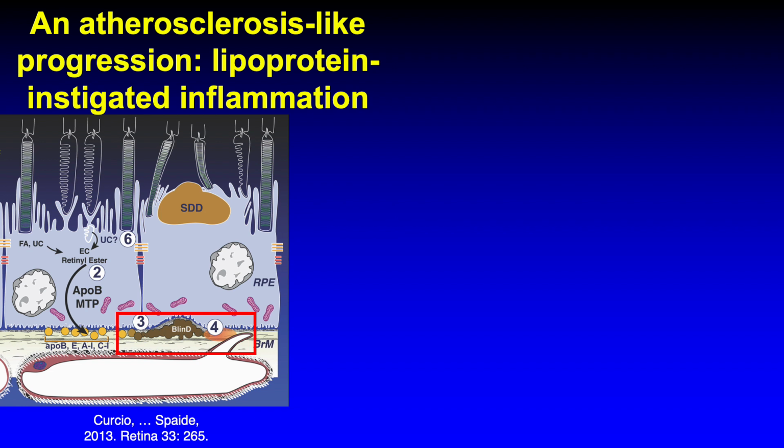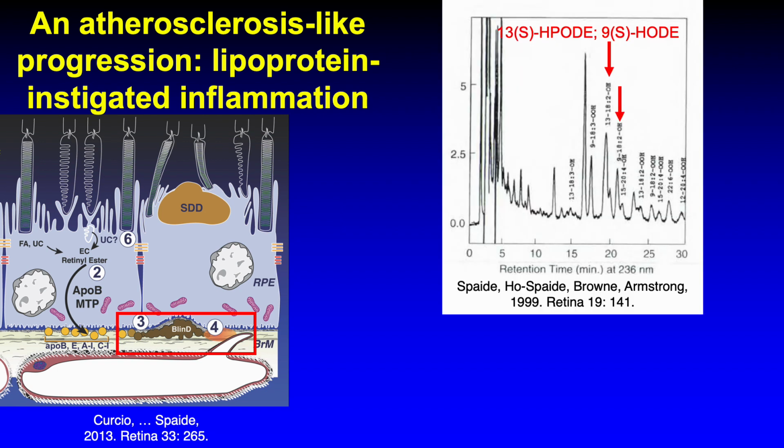In this part of a molecular circuit diagram, we see drusen and basal linear deposit in numeral 3 and a nidus of inflammation at 4. In 1999, Rick Spaide and Don Armstrong showed that isolated human Bruch's membrane has chromatography signals for peroxidized fatty acids, the principal being peroxidized versions of linoleic acid at the arrows, 13S-HPODE and 9S-HODE. These compounds were prominent in other inflammatory conditions, which is why they looked.